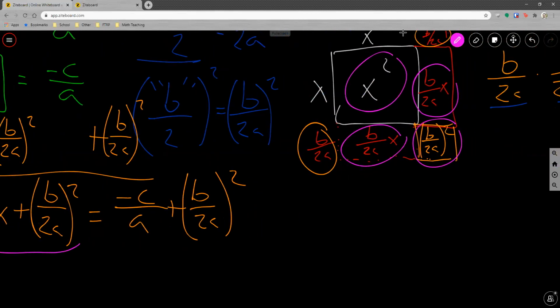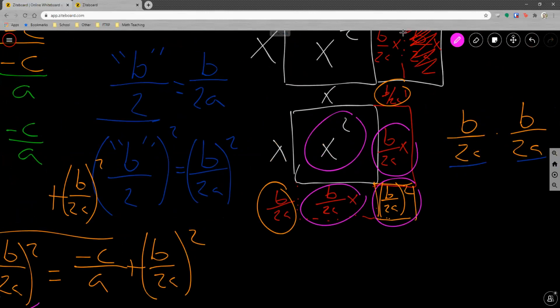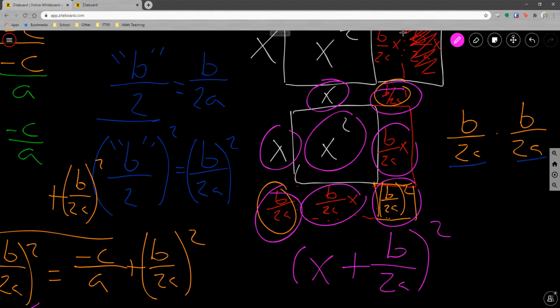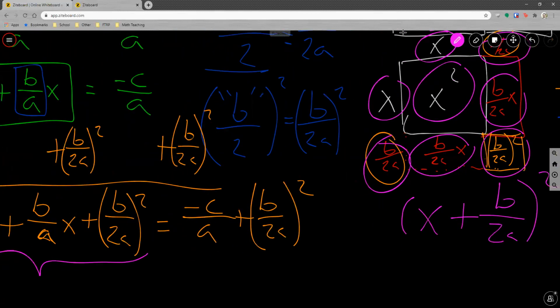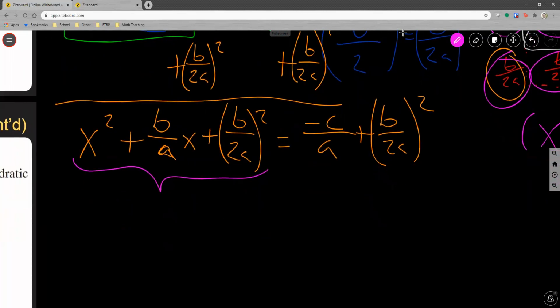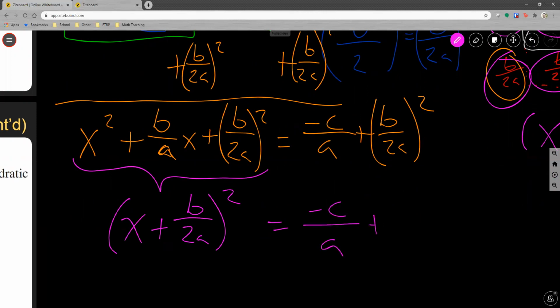So what I can do is rewrite that as a perfect square binomial. I've got x, those are my x's, plus b over 2a, these are my b's over 2a's, squared. So I'm going to rewrite this left side as (x plus b over 2a) squared, which is equal to negative c over a plus (b over 2a) squared.